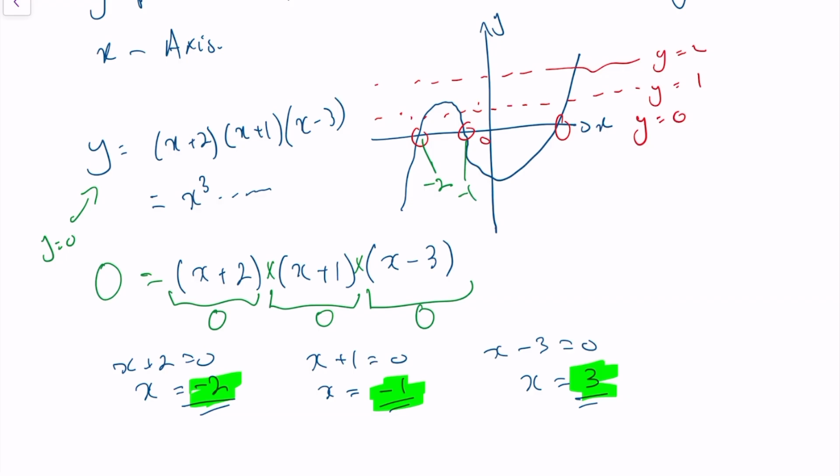This one could be minus 1, and this one is going to be 3. So this is how you find roots to any type of curve. You make y 0. Let's look at another example very, very quickly.